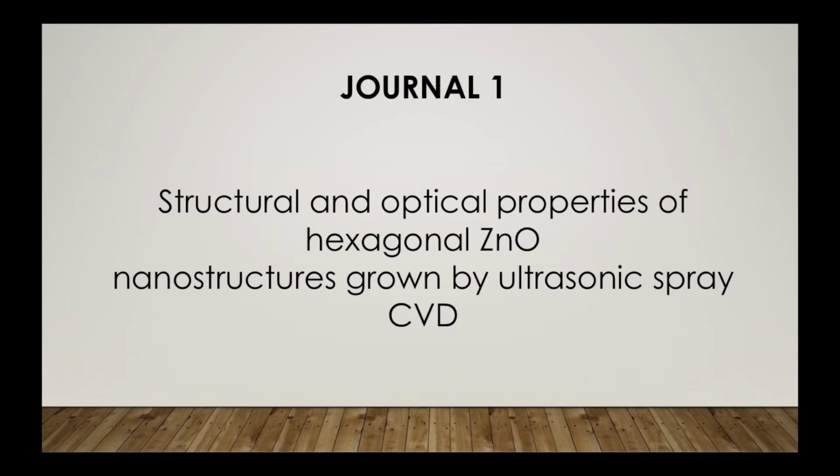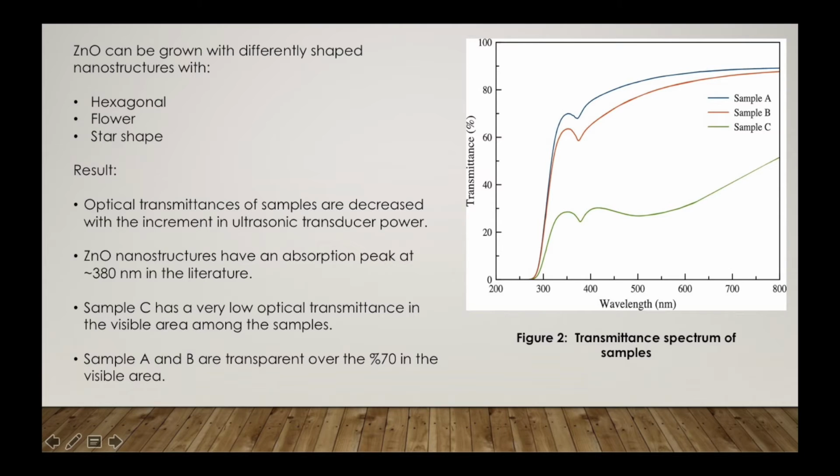Journal 1 describes the structural and optical properties of hexagonal zinc oxide nanostructures grown by ultrasonic spray CVD. Zinc oxide materials have been widely used in optoelectronic applications due to their direct wide band gap and large exciton binding energy at room temperature. Zinc oxide can be grown with differently shaped nanostructures, with a hexagonal shape, a flower shape, and also a star shape.